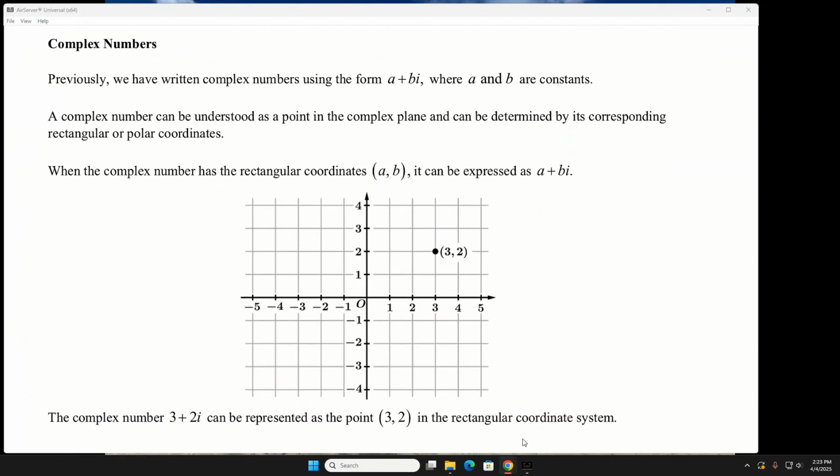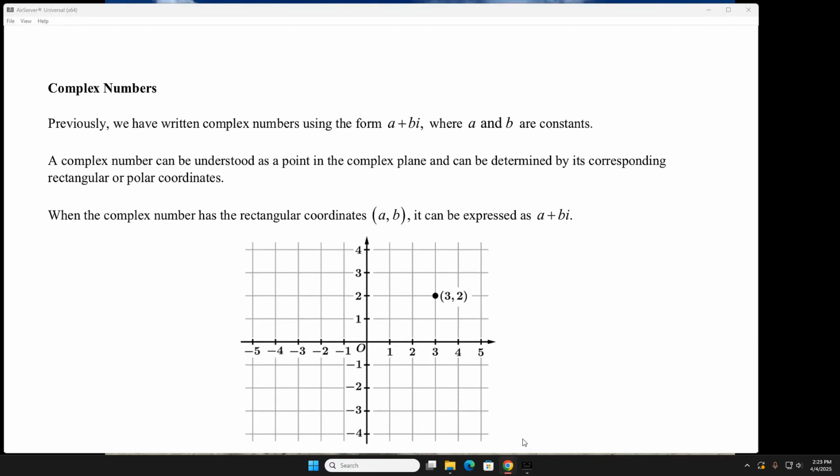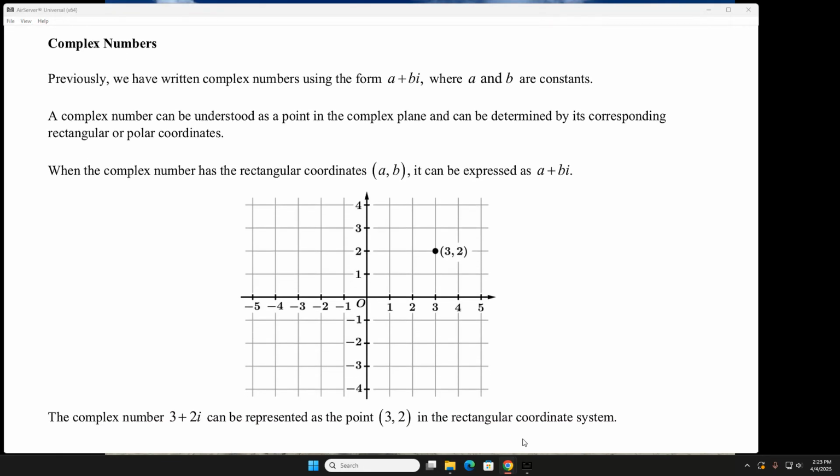All right, finally we're to the last page, and the last page is on complex numbers. And you guys learned a little bit about complex numbers earlier in the year. Complex numbers involve the imaginary unit i, and if you remember, i is equal to the square root of -1. So anytime you're taking the square root of a negative, it creates an imaginary or a complex number. a and b are both constants. So a complex number can be understood as a point in the complex plane, and it can be determined by corresponding rectangular or polar coordinates.